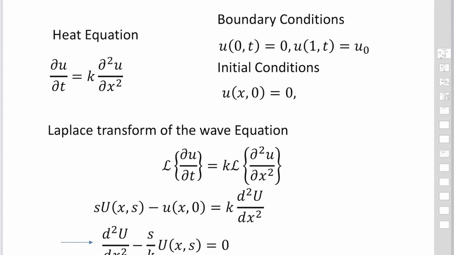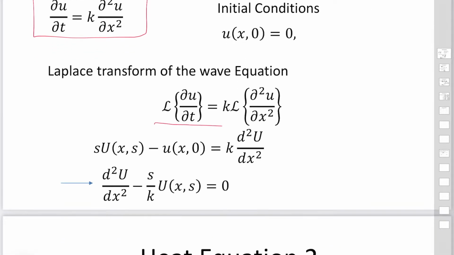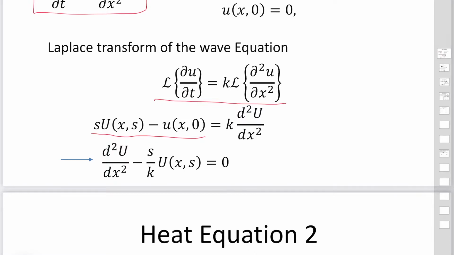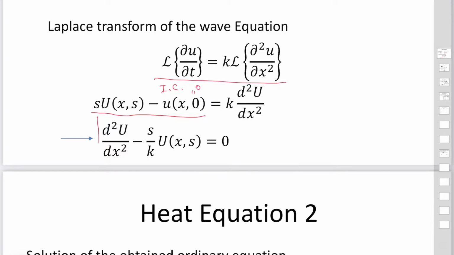We take the Laplace transform of the heat equation, so the Laplace transform of both sides of the equation. For the derivative of u with respect to t, it becomes s times the Laplace transform capital U minus the initial condition. The initial condition is included here, equal to k times the second derivative of capital U with respect to x. This is 0, so it becomes a second order ordinary differential equation. This equation is quite easy to solve.